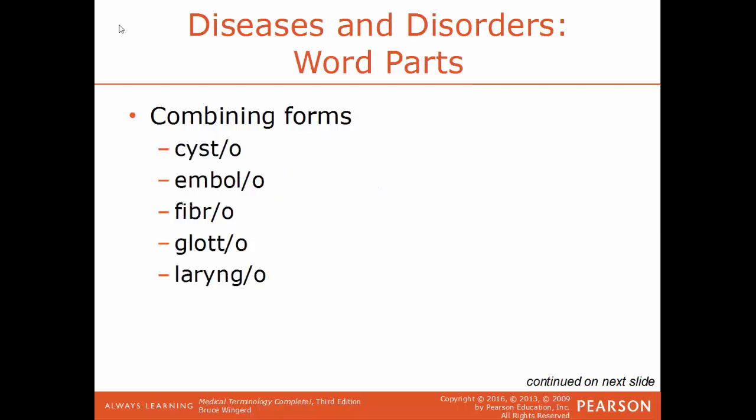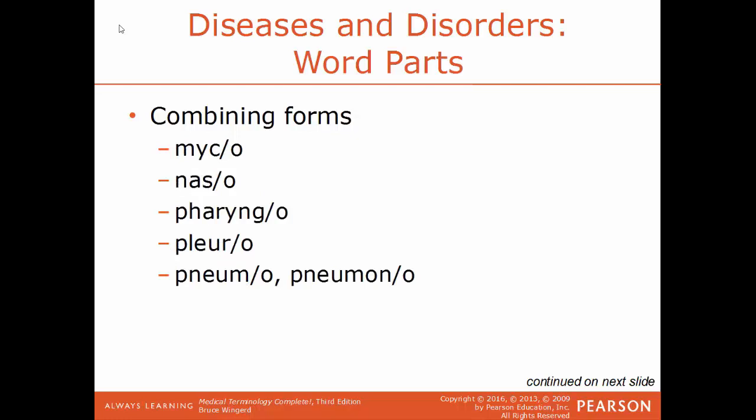Cyst or cysto is a reference to a sac of fluid or a cyst. Embolo is a reference to an embolus, which is a traveling blood clot. Fibro is a reference to a type of fiber. Glotto is a reference to the tongue. It can also mean speech or language. And laryngo is a reference to the larynx, which is the voice box. Myco is a reference to fungus. Naso is a reference to the nose. Pharyngo is a reference to the pharynx, which is the other term for the throat. Pleuro is a reference to the pleura, or the pleural space, the membranes that wrap around the lungs. And pneumo, or pneumonio, is a reference to the lungs, or gas, or the air.